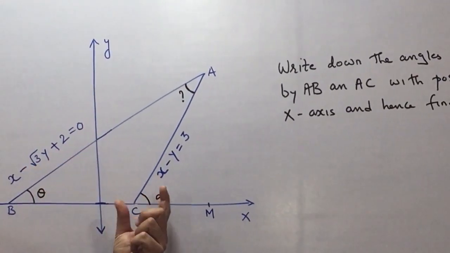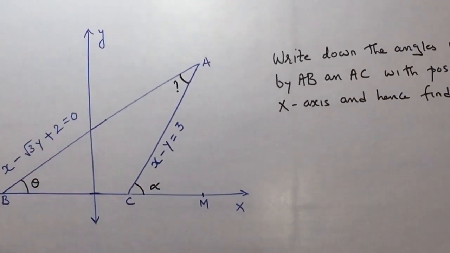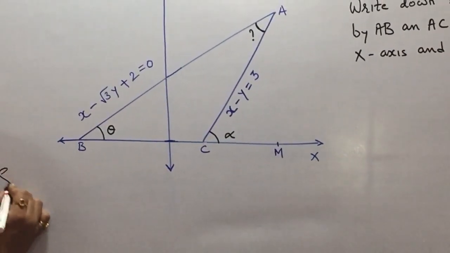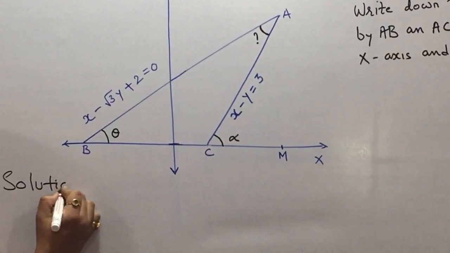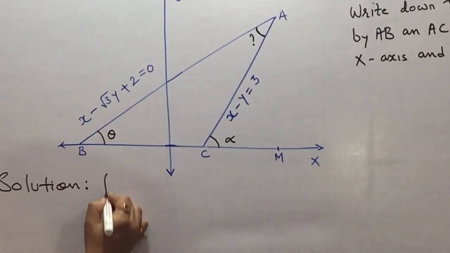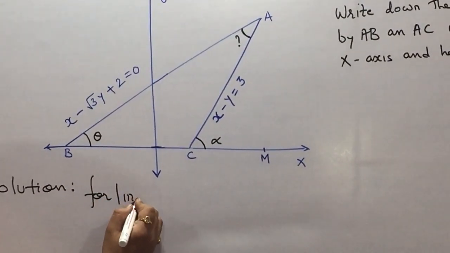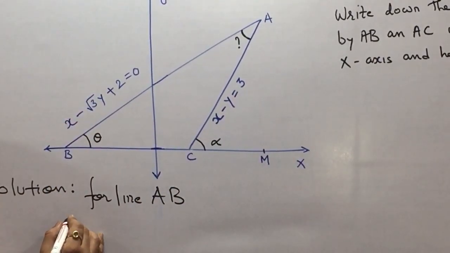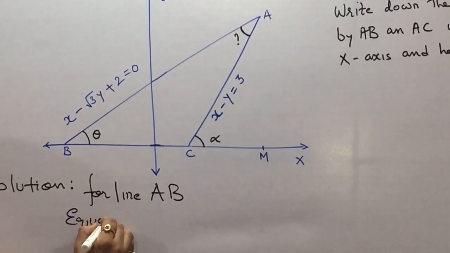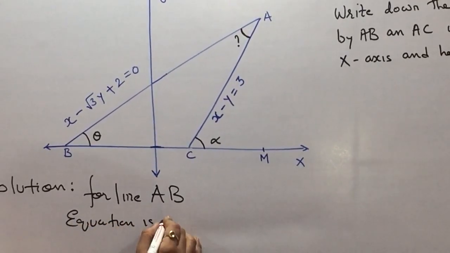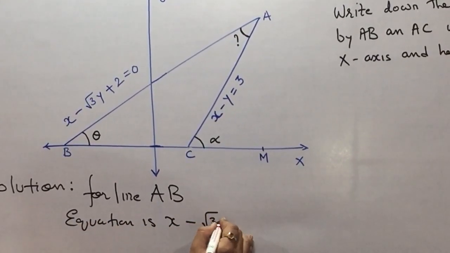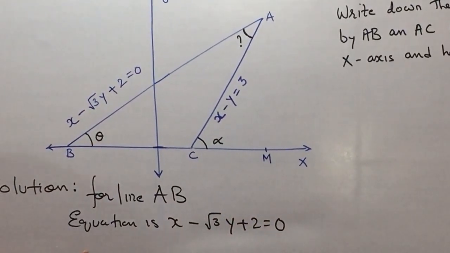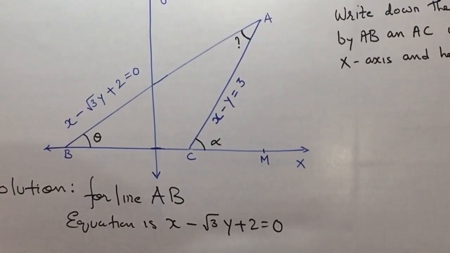The equations of AB and AC are given to us, so let's start with that. For line AB, we write down this as solution. First we go with line AB. What is the equation? The equation given to us is x minus root 3y plus 2 equals 0. Now this is the equation of line AB given to us.